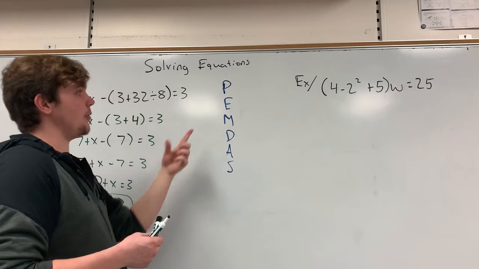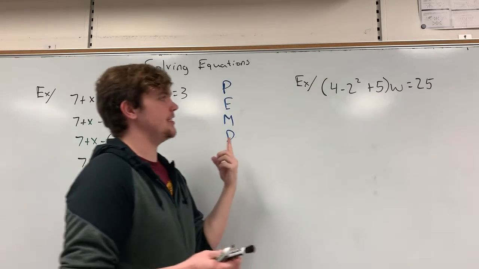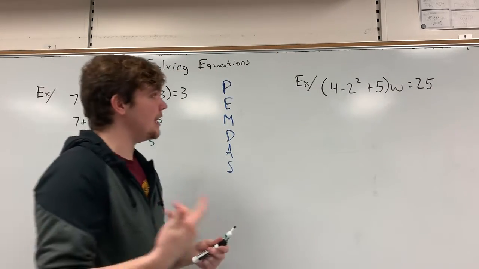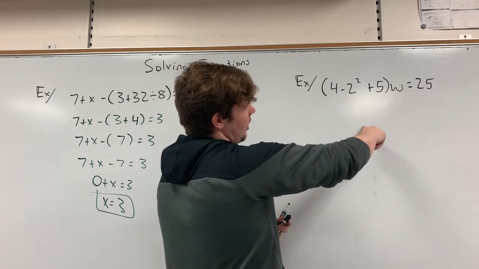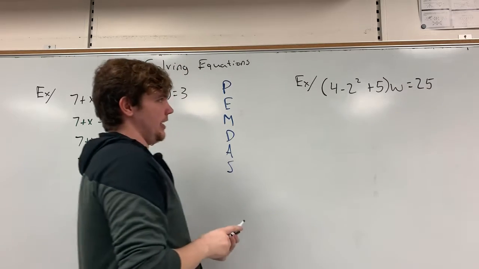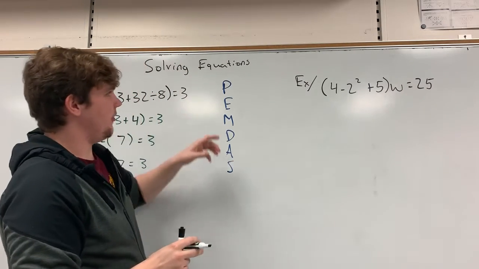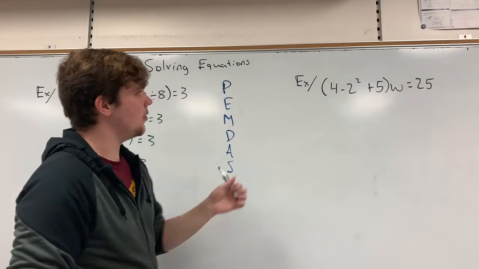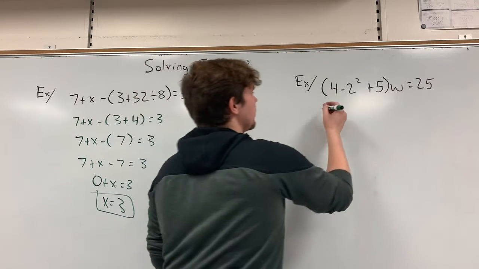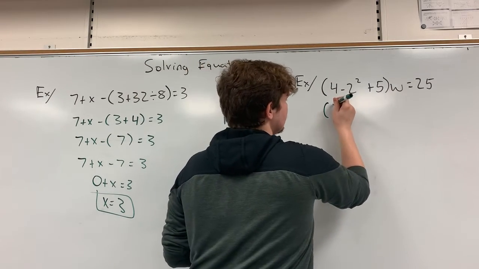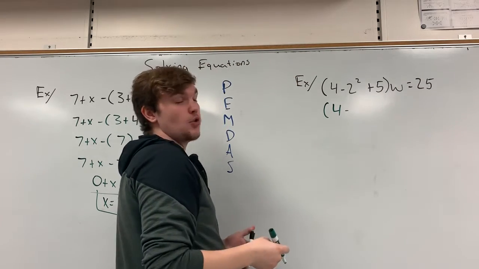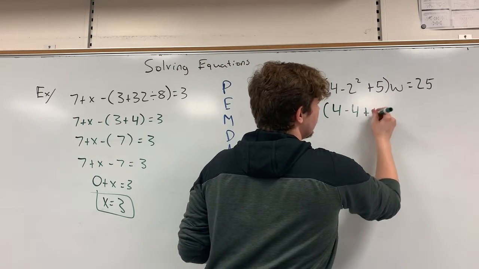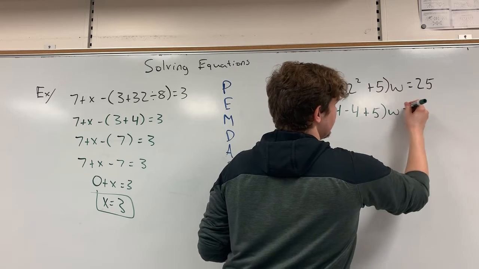Okay, so again, I'm going to start with my orders of operation here, and I'm going to try to simplify whatever's inside this parenthesis as much as I possibly can. Within that parenthesis, I have exponent, addition, and subtraction. I'm going to do my exponent first. So I am going to simplify that 2 squared. So I still got my 4 minus, and then 2 squared is 4. Right, so 4 minus 4, and then plus 5, and then times w, and that equals 25.